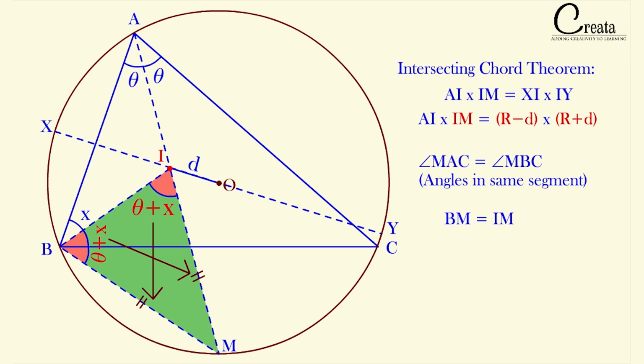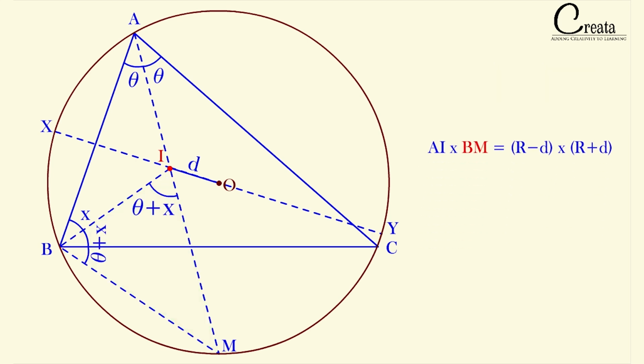So let's replace IM with BM in our equation. We got AI into BM is equal to R minus D into R plus D. Got it? The figure is becoming slightly clumsy, but with the help of animation and visual tools, I will try to make the concept very clear to you. If you are getting any confusion, you can pause and repeat the video. It will help you.